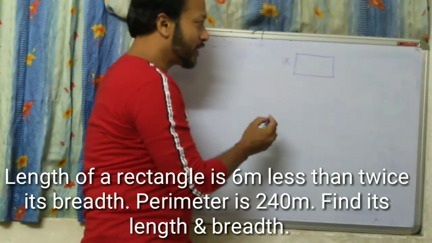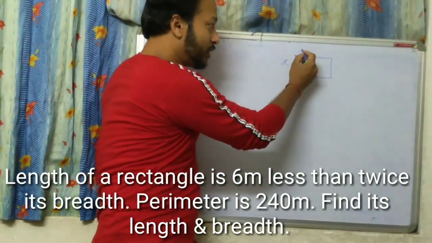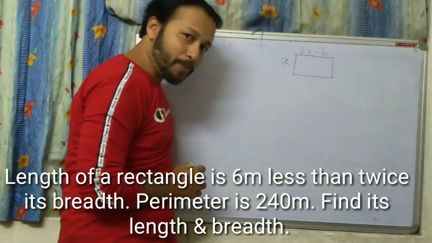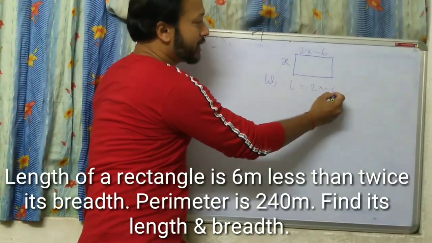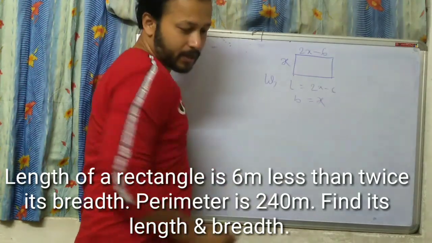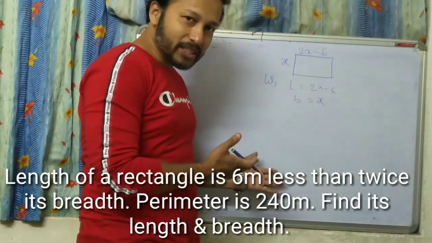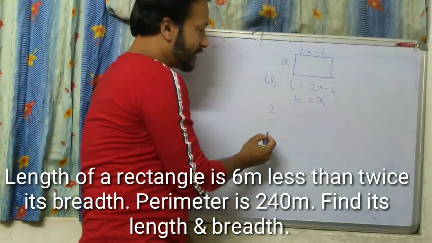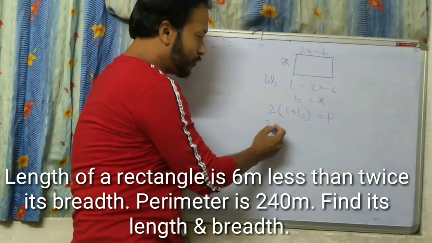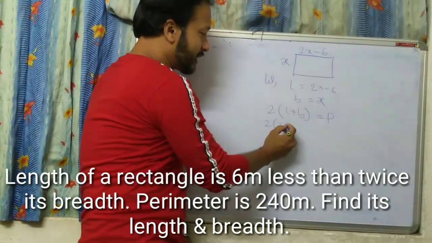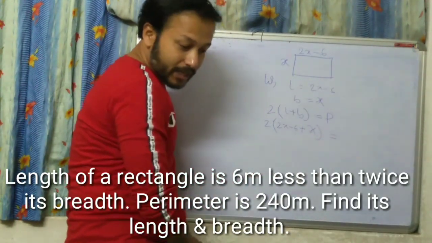If breadth is x, then length is 6 meter less than twice its breadth, means 2x minus 6. I hope you understood. So you have to write, let length be 2x minus 6 and breadth be x. Now, the perimeter of the rectangle is 240. So the sum is same as the previous sum. So we can write that 2 into length plus breadth, which is perimeter, 2 into, what is length? 2x minus 6 plus, what is breadth? X. What is perimeter? 240.